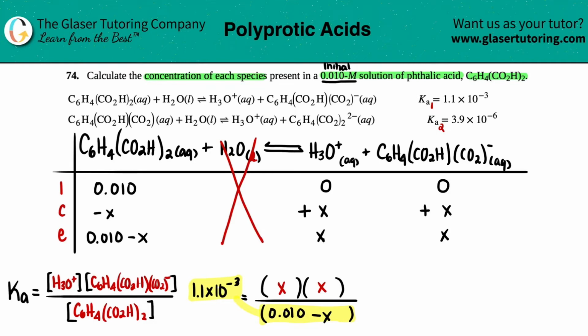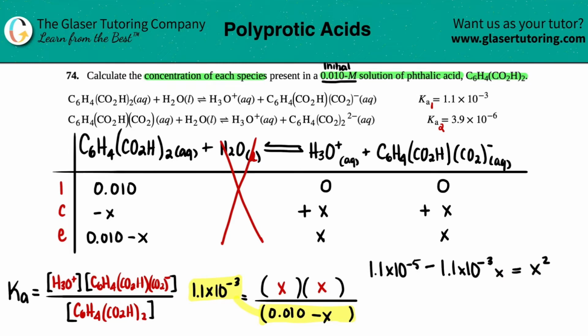1.1 times 10 to the negative third times 0.01. Did I do this correctly? Looks good to me. So 1.1 times 10 to the negative fifth minus, if I do 1.1 times 10 to the negative third times a negative X, it's 1.1 times 10 to the negative third X equals X squared. This is the problem because I have an X and an X squared. That's the quadratic formula.